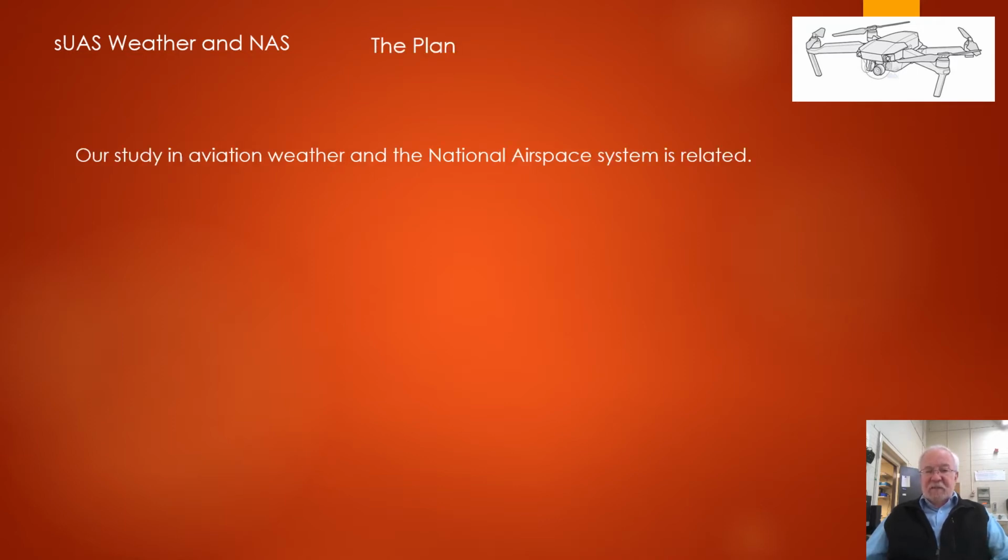You may be asking, why is this in one course, weather and the National Airspace System? Well, they're sort of related. These two subjects are related because the remote pilot needs to operate within awareness of the operating environment. Weather and controlled airspace will necessarily restrict operations occasionally.